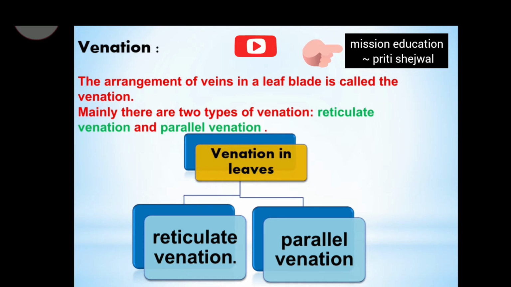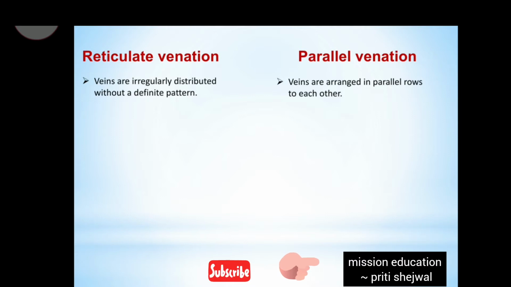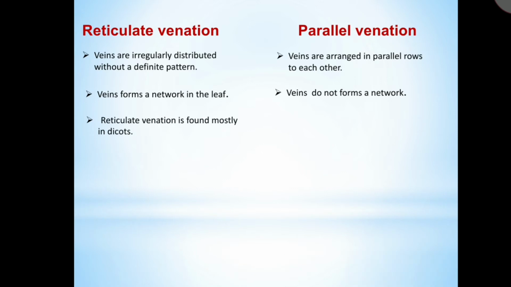Now we will differentiate this venation, that is reticulate and parallel. So first we will see about reticulate venation. Veins are irregularly distributed without a definite pattern, and in parallel venation, veins are arranged in parallel rows to each other. In reticulate venation, the next point is veins form a network in the leaf, but in parallel venation, veins do not form a network. The third point is reticulate venation is found mostly in dicot plants, and parallel venation is found primarily in monocot plants.